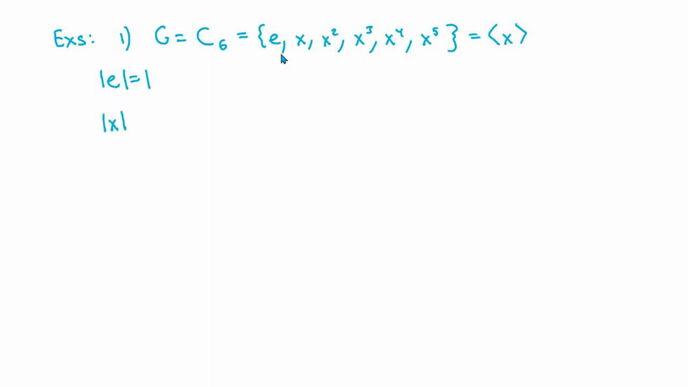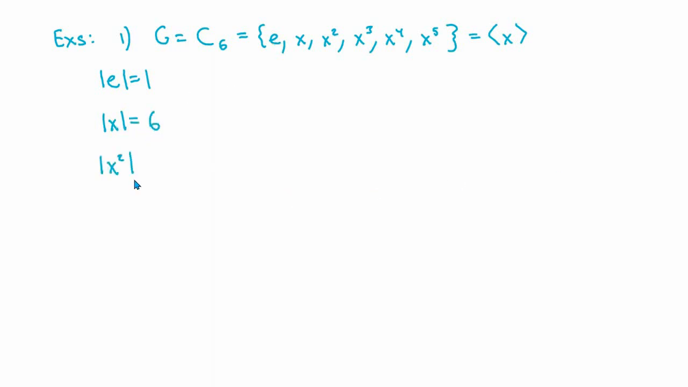How about the order of the element x? Well, remember, I'm looking for the smallest natural number k with the property that x to the k is the identity. And since x to the 1, x squared, x cubed, x to the 4th, and x to the 5th are all distinct non-identity elements of this group, but x to the 6th is equal to the identity, the order of the element x is 6.